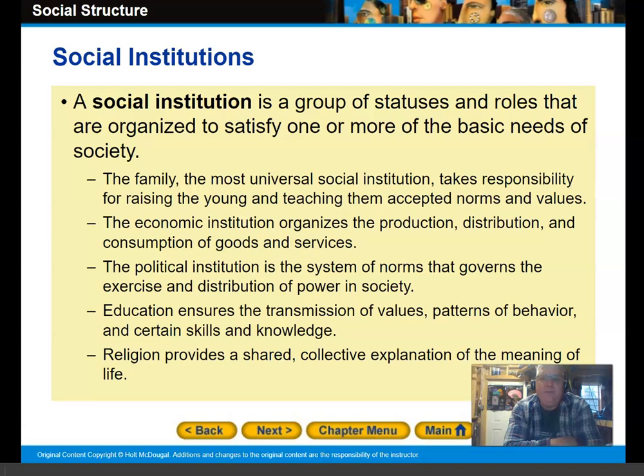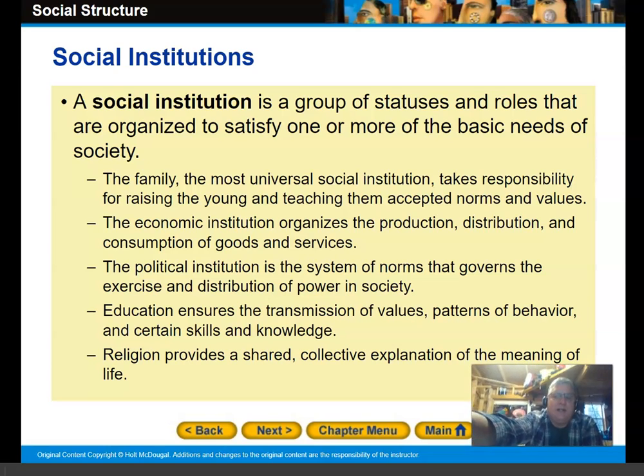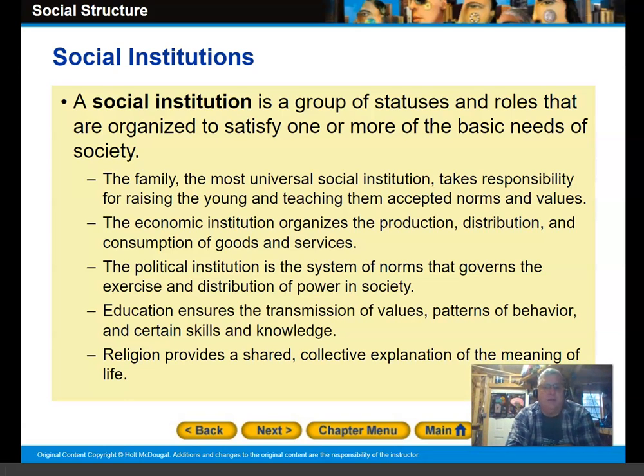The economic institution organizes the production, distribution, and consumption of goods and services. This could differ depending on how a group or nation is organized economically. The political institution is the system of norms that governs the exercise and distribution of power in society. Here again, this is not necessarily cross-cultural or universal, because each society has its own forms of government.